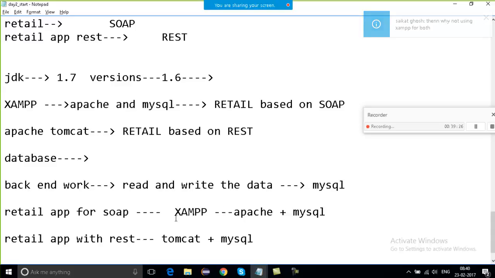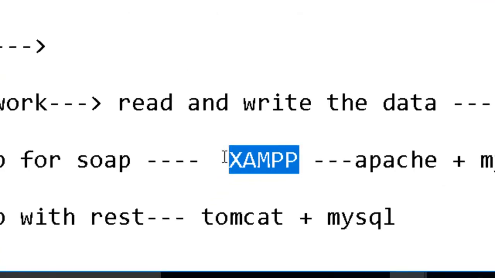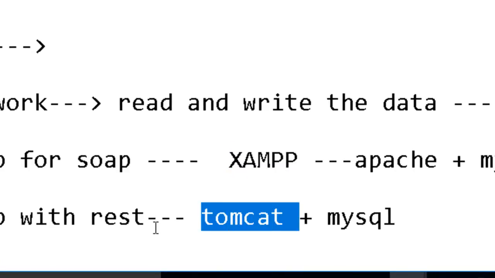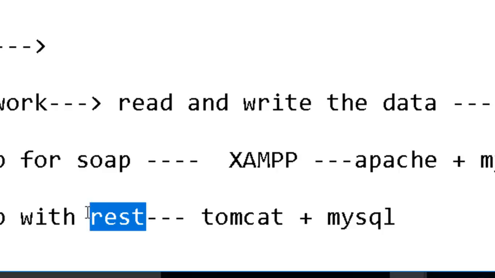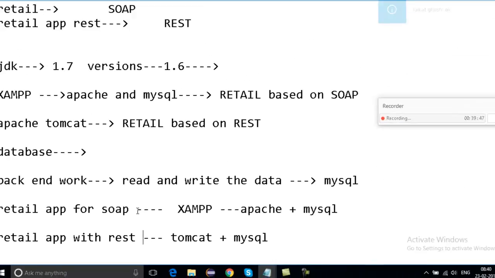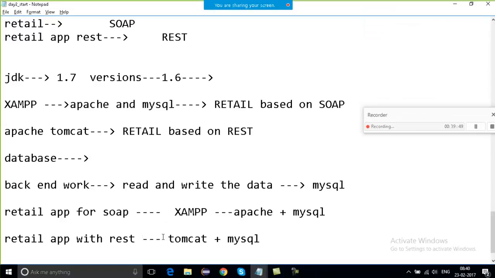See, this is not decided by me. XAMPP can deploy only SOAP based applications, and Apache Tomcat can deploy only REST based applications. As I said, these are third party locations, which will not be in my hands to decide.